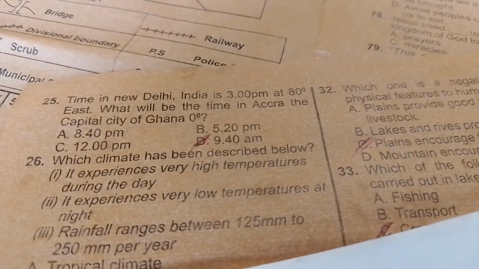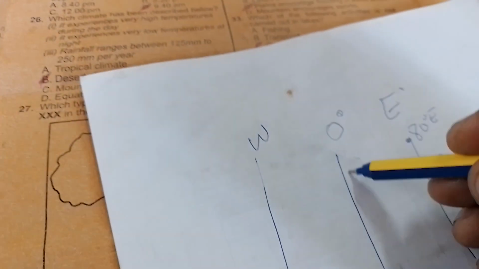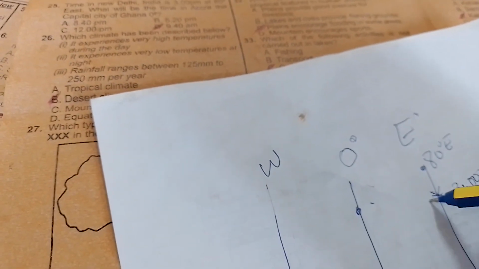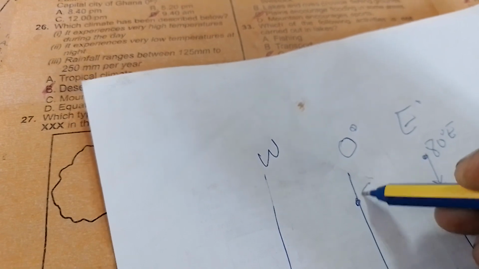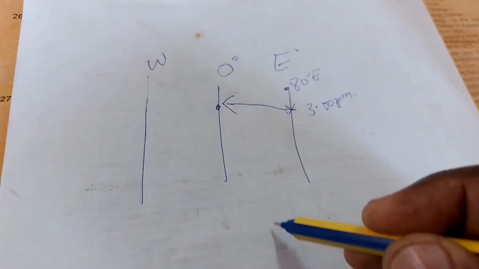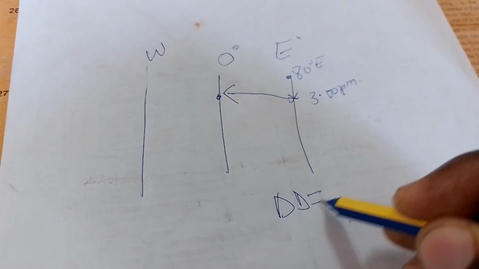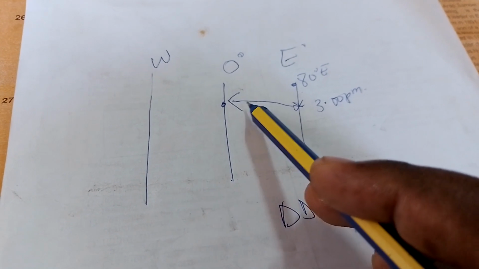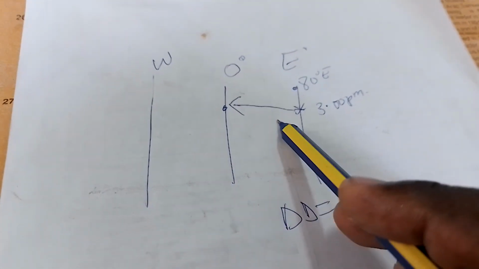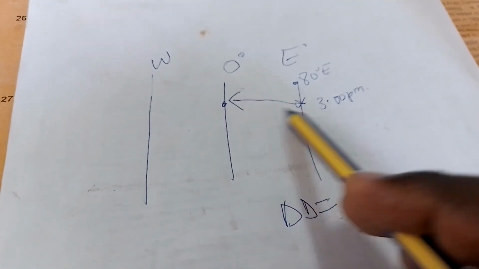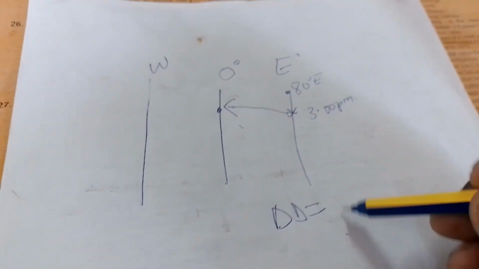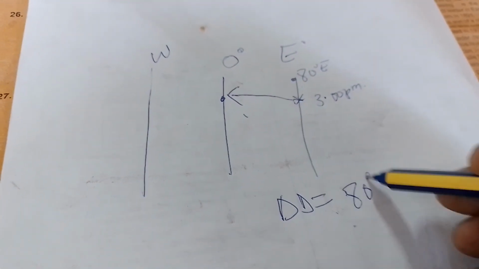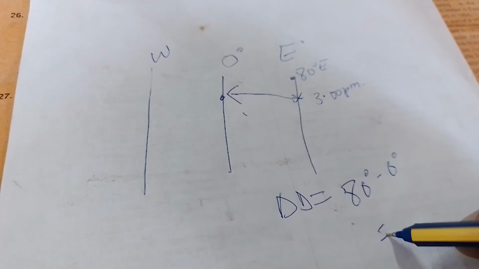Find the time at 0 degrees, Accra, Ghana. So I'll draw an arrow pointing towards that side. The first thing is the degree difference. We are moving within the east because we are not crossing the prime meridian. It is within the east, from 80 to 0. So it is east, and we are going to subtract. So we have the degree difference: 80 degrees minus 0 degrees. So the answer becomes what?